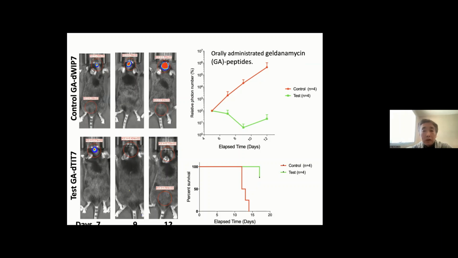I'm sorry, the D-type geldanamycin conjugated peptide was administered orally. Then this peptide was not degraded and suppressed the brain tumor. And the mouse survived more than 2 weeks, and the control died, but the treated mouse survived more than 2 weeks.